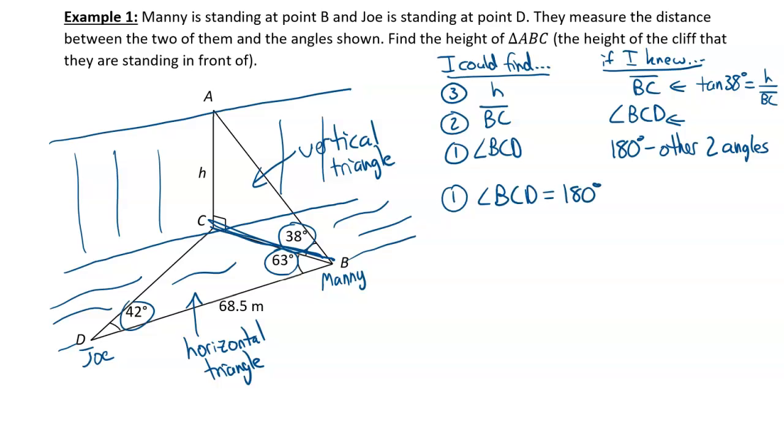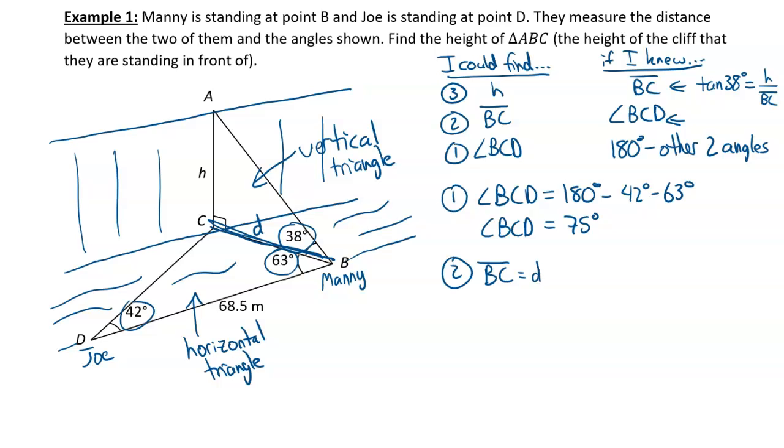Angle BCD is 180 minus angle CDB minus angle CBD. And so it's the 42-degree angle and the 63-degree angle. When we subtract that, we get an angle of 75 degrees. Now we can use that for the next step. Step number 2, we're trying to find the length of BC. BC is in the horizontal triangle. If we label this length D, then BC is equivalent to length D.